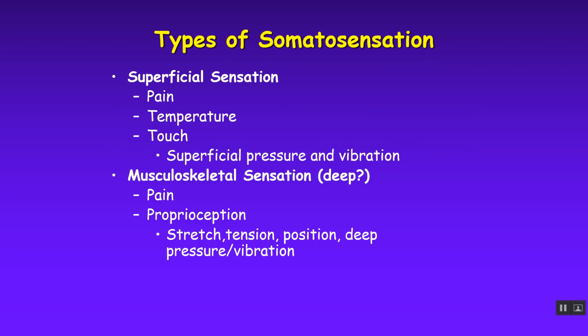We can grossly divide types of sensation into two broad categories. Superficial sensation, that sensation you feel on the outside of your skin, which can be things like pain, temperature, superficial touch and vibration, light stuff on the surface of your skin. Then we have what some people call musculoskeletal sensation or deep sensation, okay? You can have a deeper pain, like a deeper aching type of pain that's deep inside a muscle, tendon, bone. Proprioception in the joint, in the ligaments, in the joint capsule, okay? Those are things like stretch, tension, position, deep pressure, deep vibration, that give you this deeper sense of sensation.